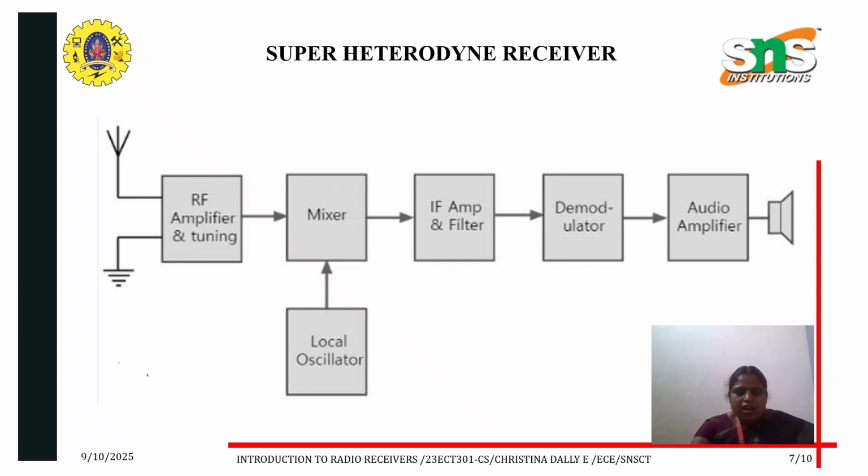Superheterodyne receiver. The signal is taken from the RF amplifier and tuning stage and given to the mixer. From the local oscillator, we generate a signal. The output of the RF amplifier and the local oscillator are mixed in the mixer and given to the intermediate frequency amplifier. The difference between the two signals is the IF, which goes to the demodulator. The output of the demodulator is given to the audio amplifier.